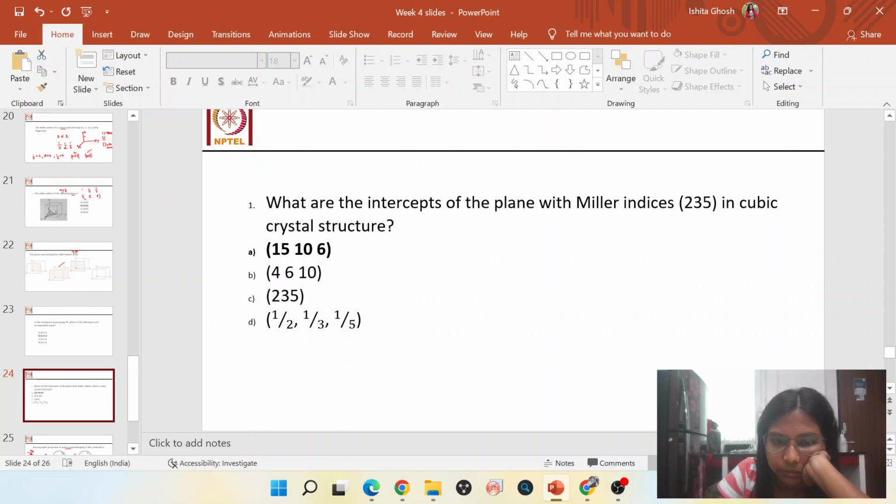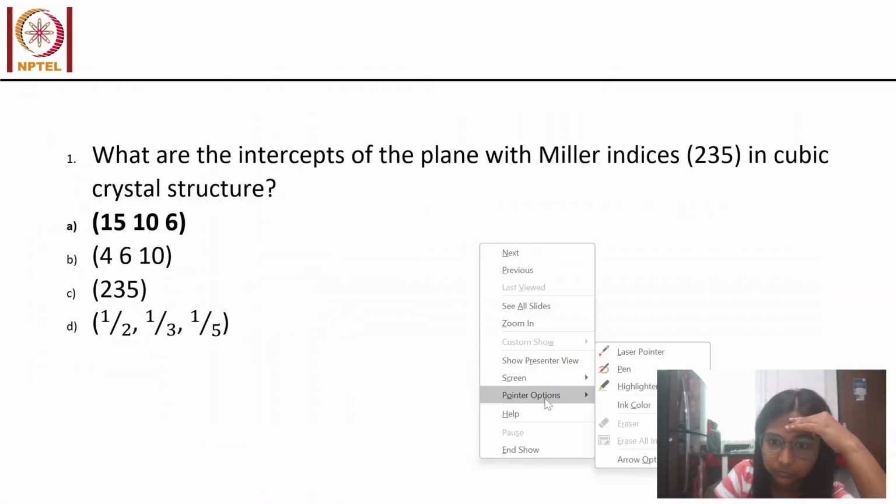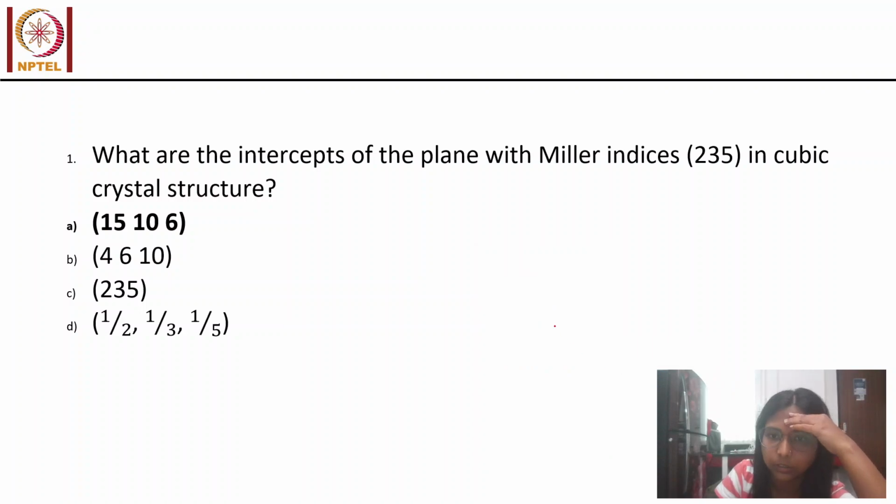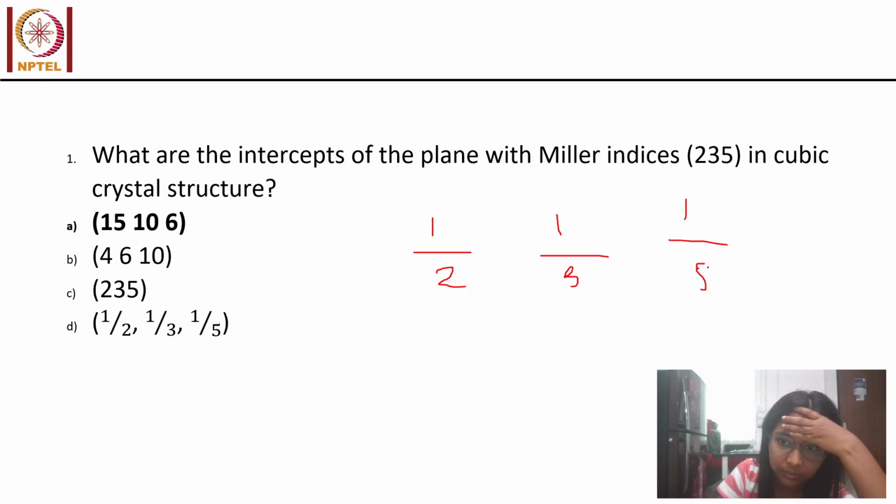Here, what is the question? What are the intercepts of the plane with Miller indices 2, 3, 5? So we have to go backwards, right? When the Miller indices are given, obviously we first have to take the reciprocals. Here the Miller indices are given as 2, 3 and 5. So if we take the reciprocals 1 by 2, 1 by 3, 1 by 5, then we have to take the LCM to get the intercept.